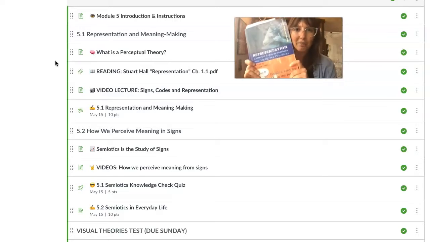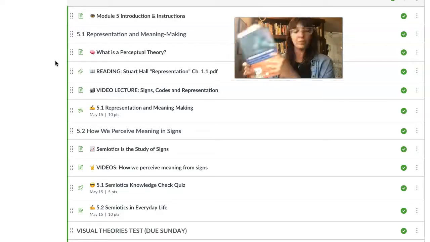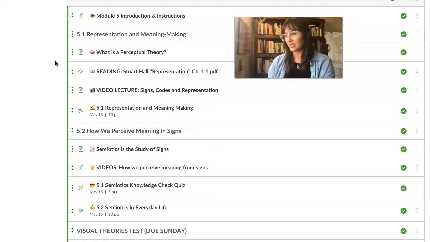It's called Representation by Stuart Hall. I think it's a really great book. Once you learn the basics of semiotics and of representation and meaning making, you can really apply it to a lot of different things. There's chapters in here on museums, and there's been plenty of books that have been written about semiotics in movies, in film, in media, in advertising.